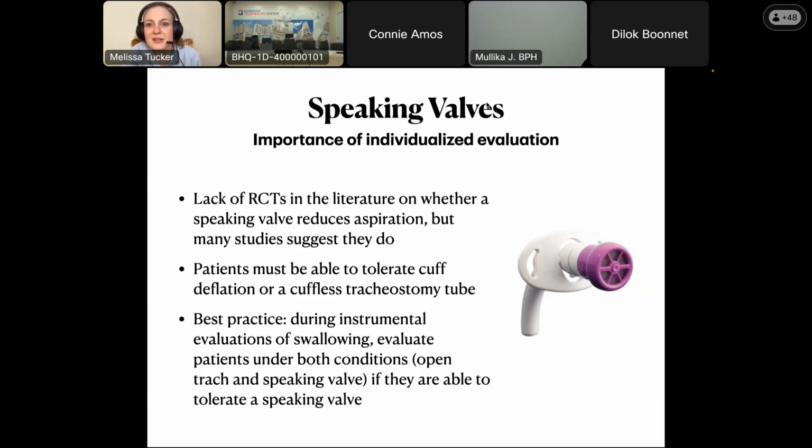I see a question pop up, but it disappeared. Connie, could you read me the question from the chat? How do you know that the tracheostomy tube patient is ready to deflate the cuff?